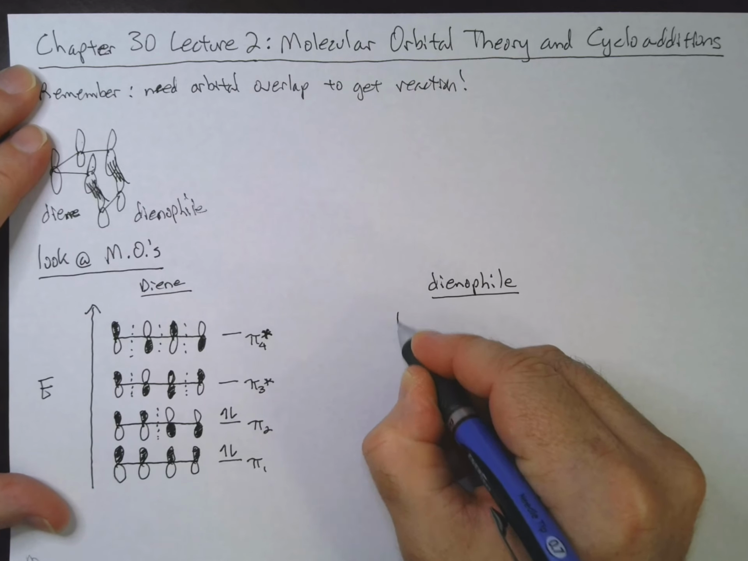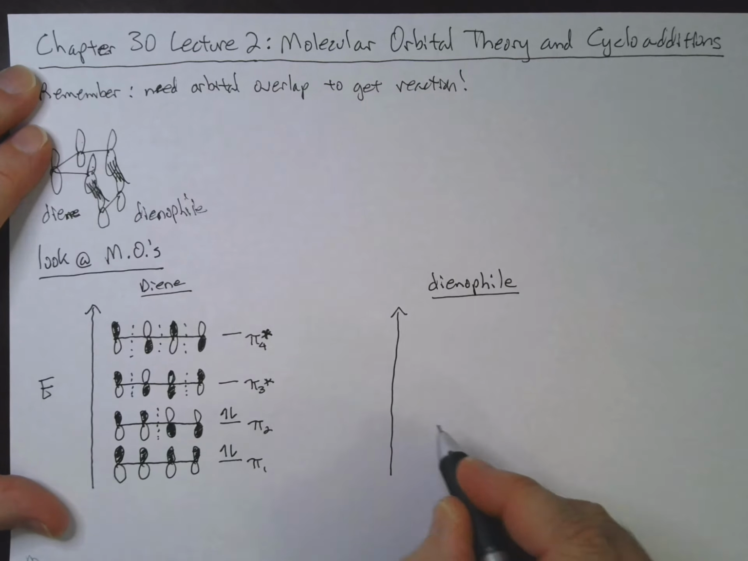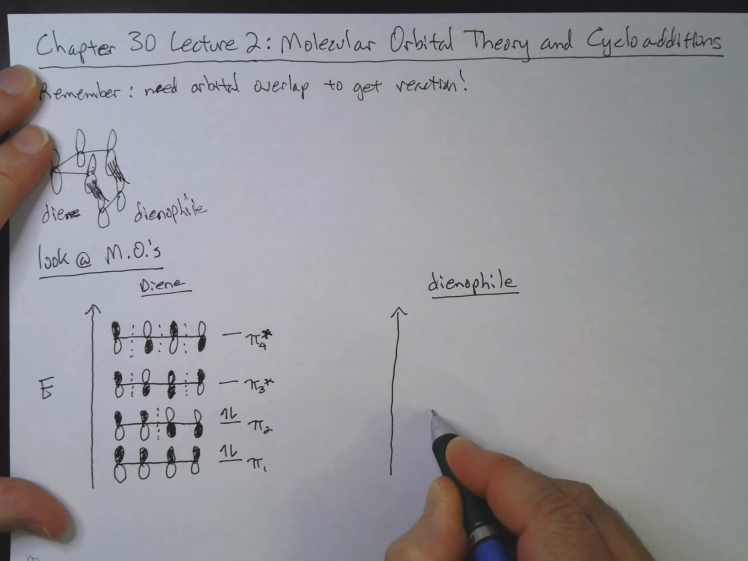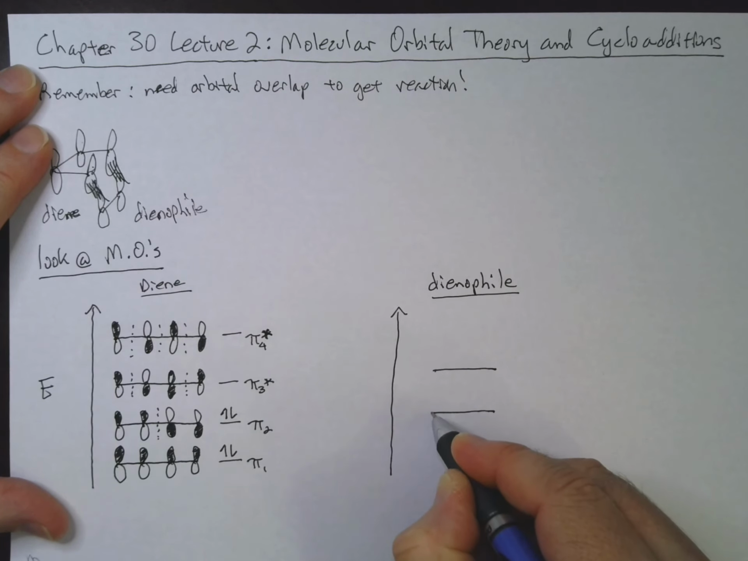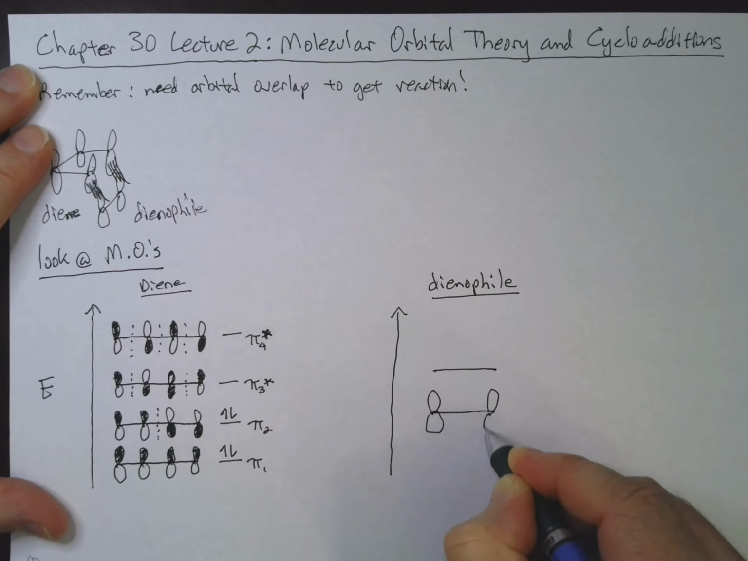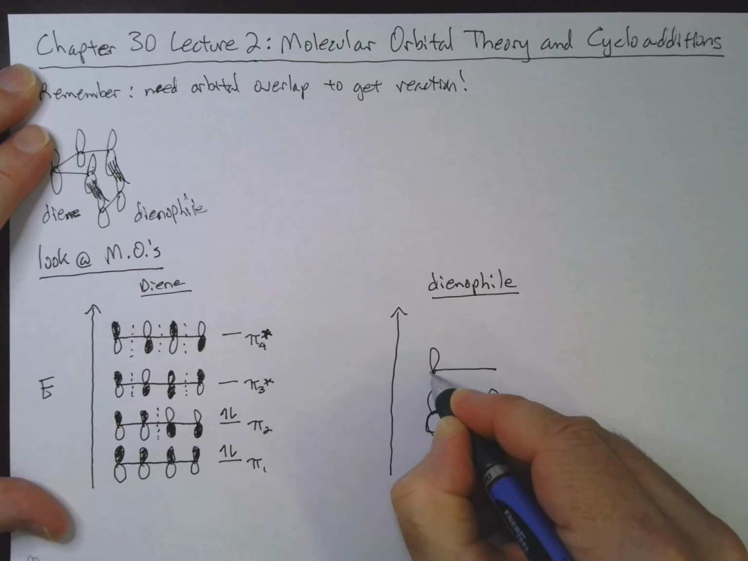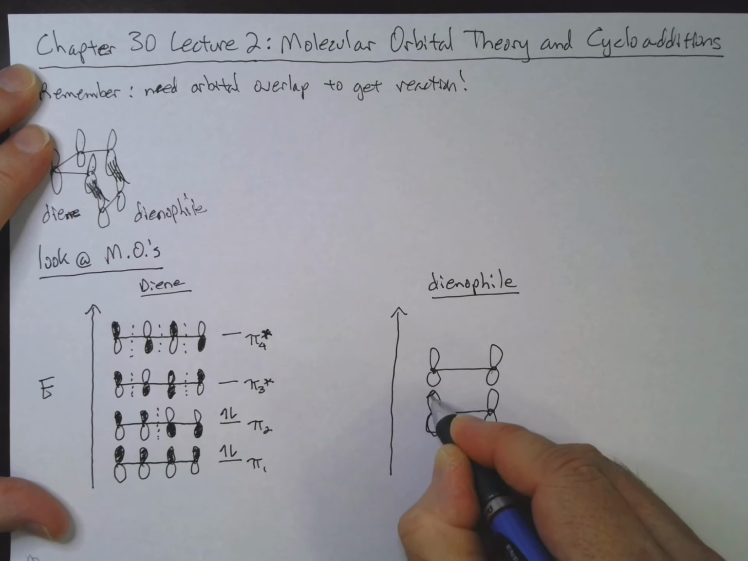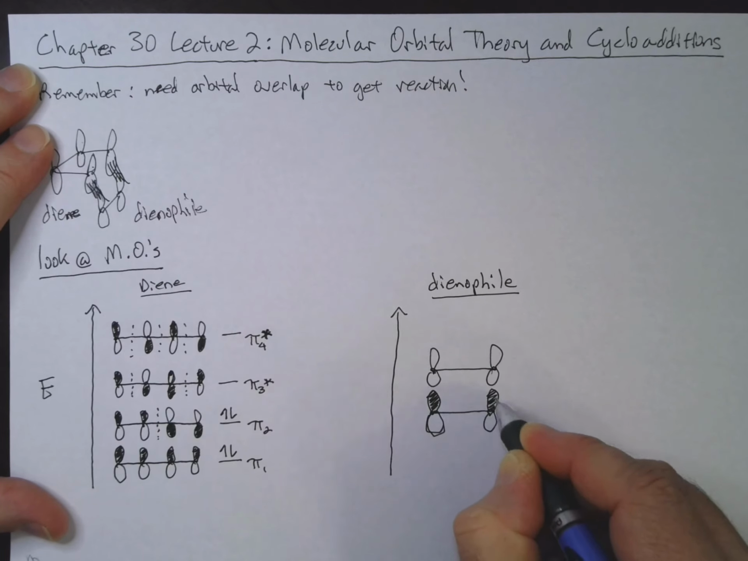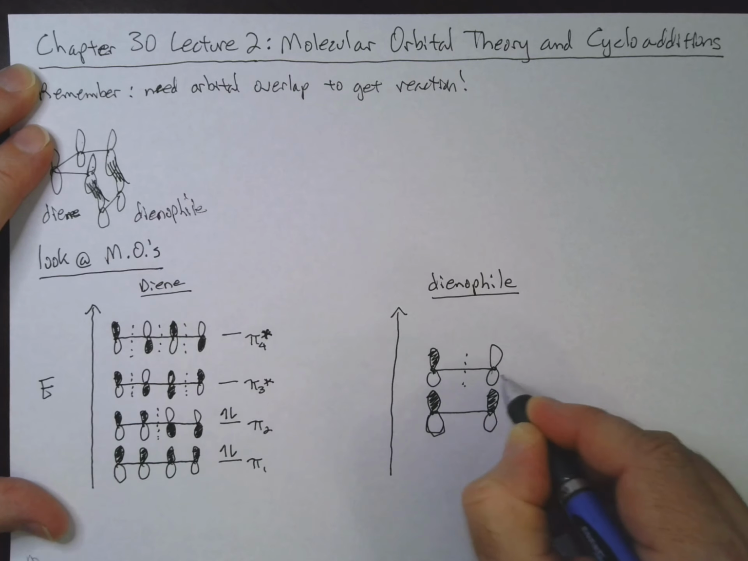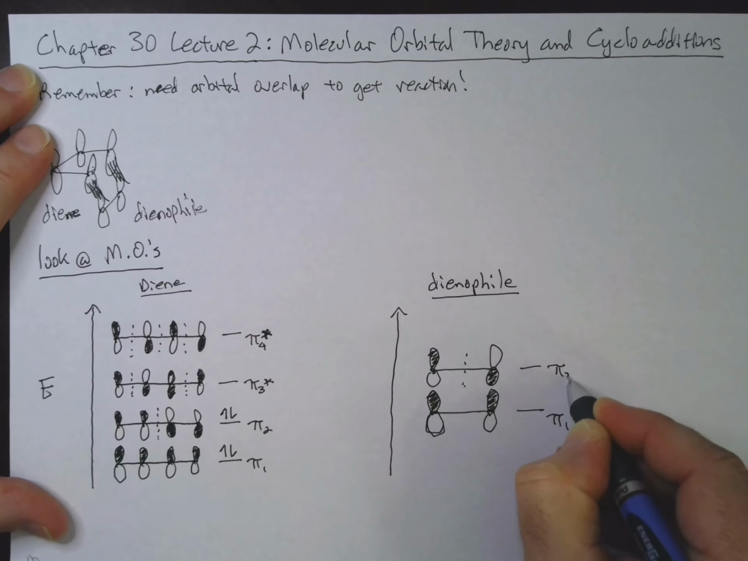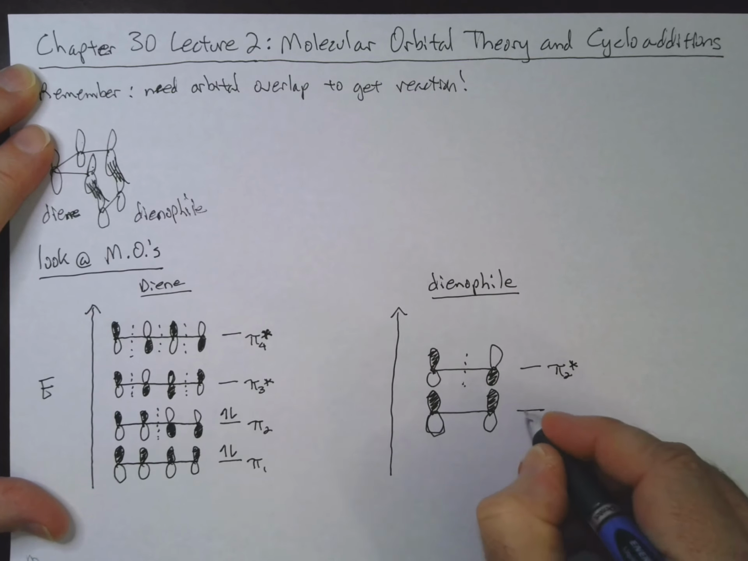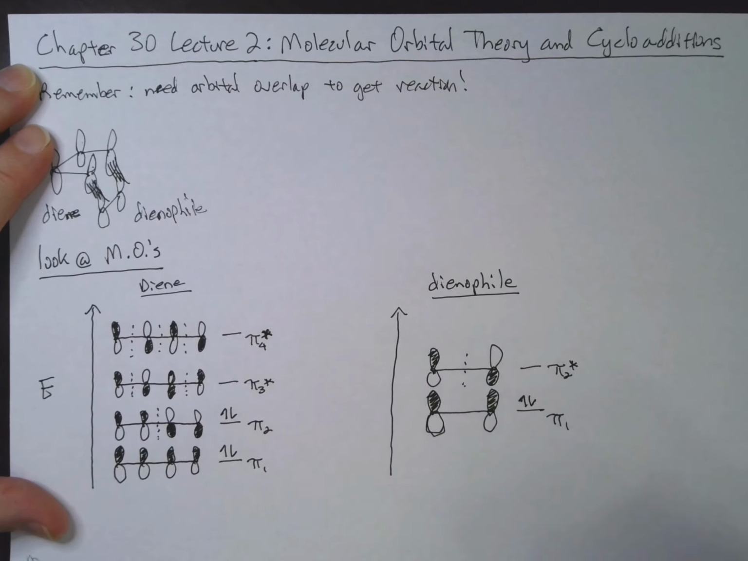Now my dienophile over here, again I'm going to have energy, and then I'm going to have just 2 levels because I only have 1 pi bond. One of them has no nodes and one of them has one node. So I have pi 1 and pi 2 star. And then I've got 2 electrons and they're in the pi 1 orbital.